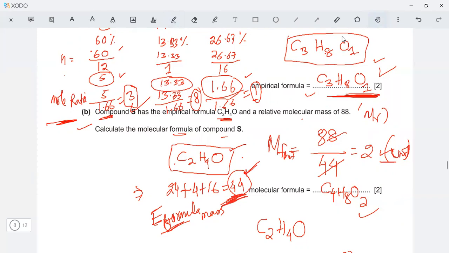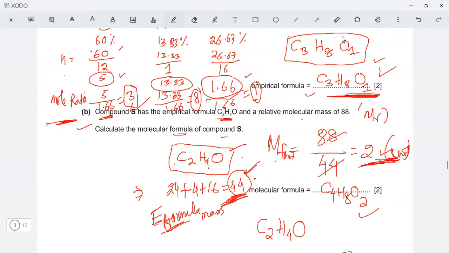Okay. So now, as it is mentioned here, the molecular mass is 88, and just now we found the empirical mass for this compound. So here you are going to get the unit. How will you get it? By just dividing Mr by the empirical mass of this compound. So 88 divided by 44, you'll get 2.